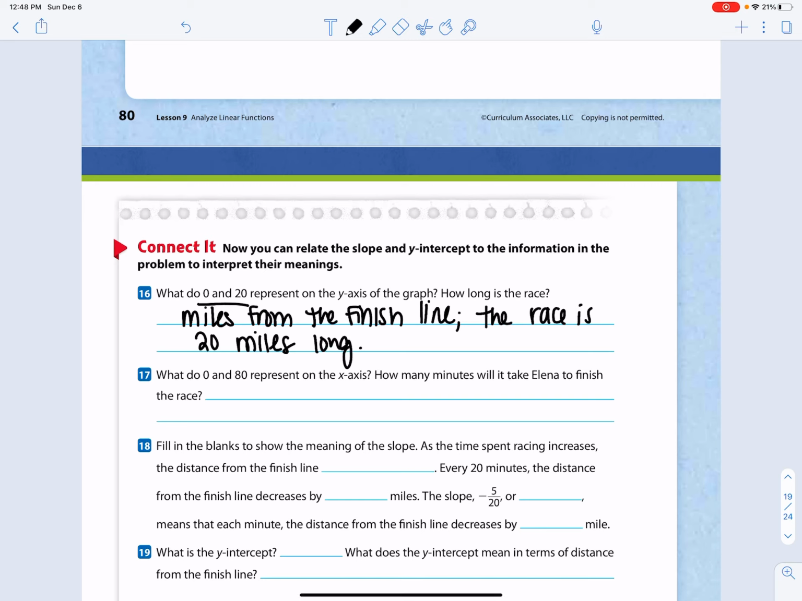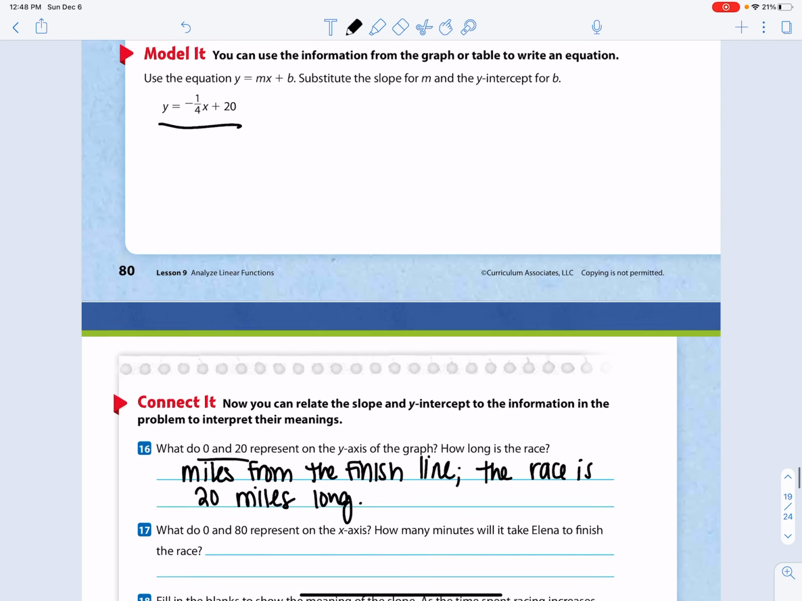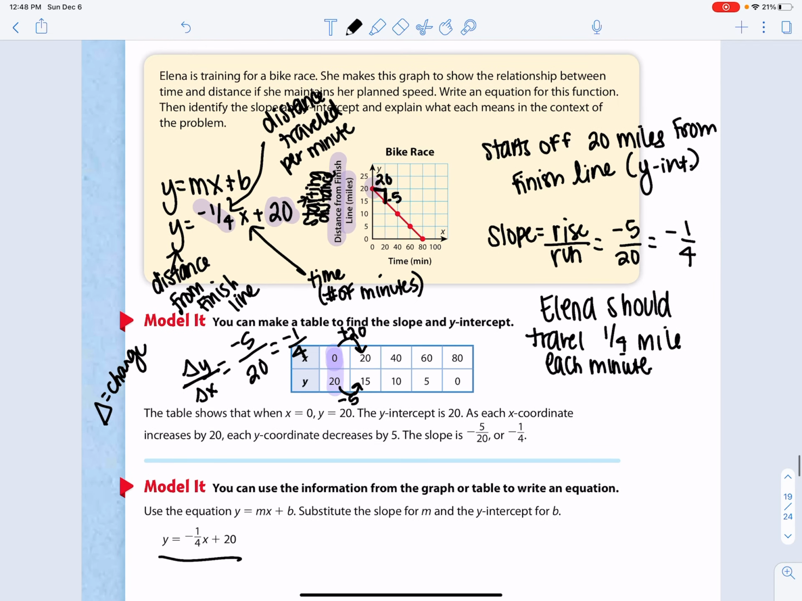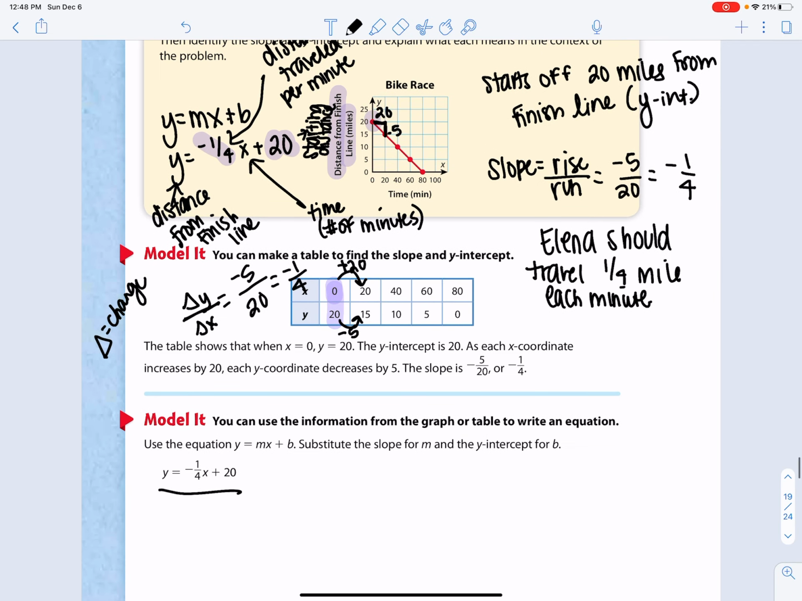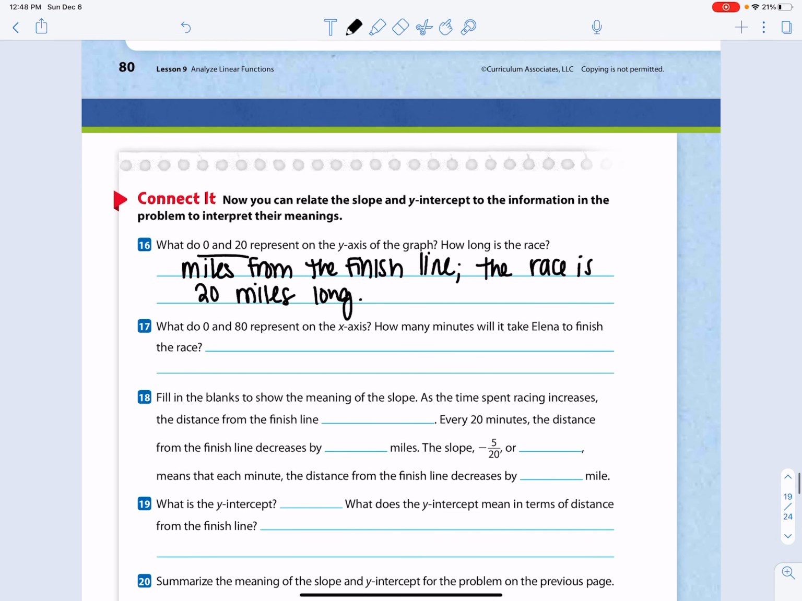Moving on. What do 0 and 80 represent on the x-axis? How many minutes will it take Elena to finish the race? All right, 0 and 80 represent time, the amount of time it takes to finish the race. Yes, 0 and 80 represent time in minutes. And how many minutes will it take Elena to finish the race? Elena anticipates it's going to take her 80 minutes.